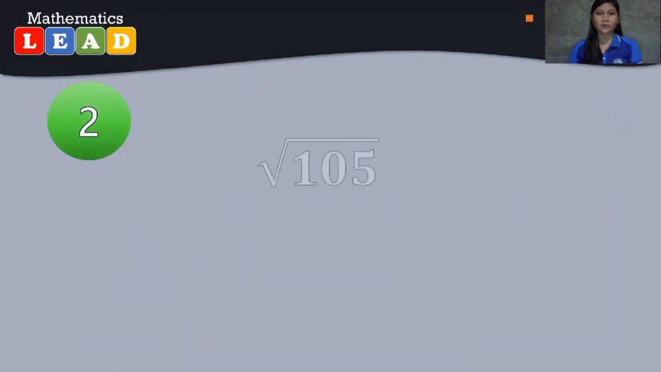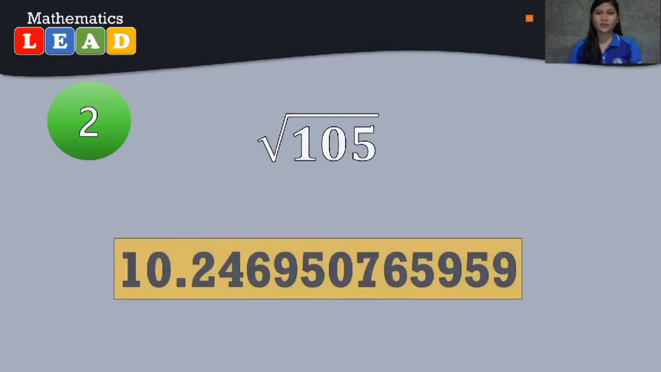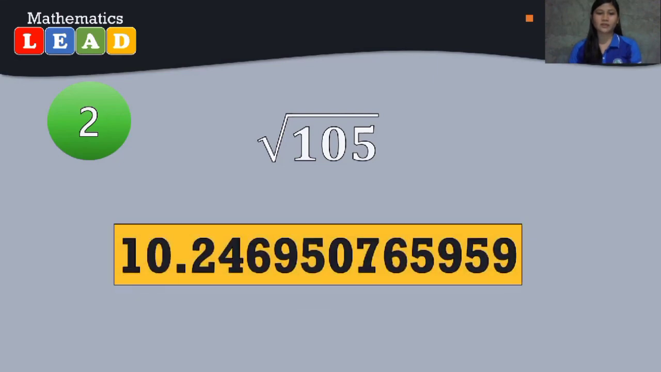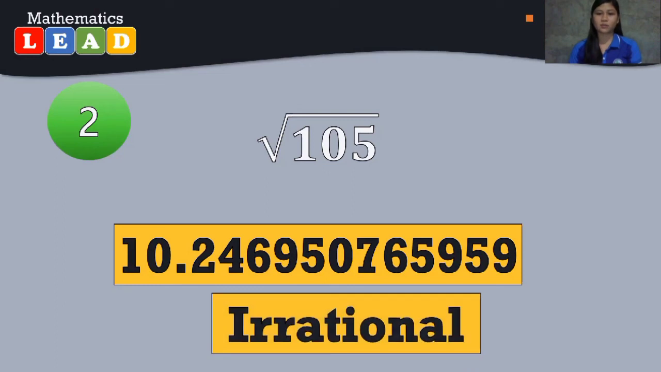For item number 2, square root of 105. Use your calculator to get the square root of 105 and tell whether it is a rational or irrational number. The square root of 105 is 10.246950765959, and this is an irrational number.